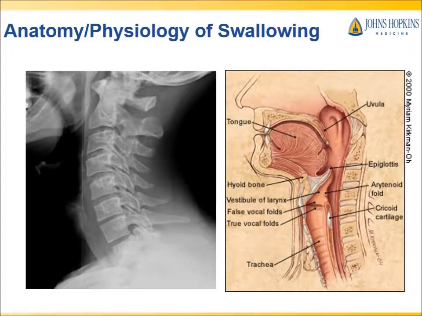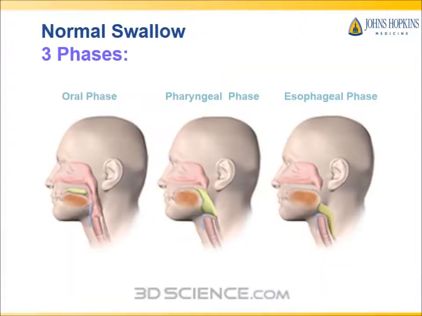When assessing a patient with suspected dysphagia, speech-language pathologists assess the anatomy and physiology of swallowing, specifically the oral and pharyngeal phases. In order to assess the disordered swallow, you must first understand the normal swallow. There are 3 phases of the swallow: the oral phase, the pharyngeal phase, and the esophageal phase.